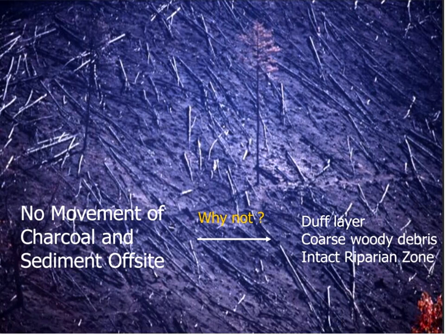Well, really for three factors. One is this was a high intensity fire, but not a high severity fire, so the duff layer was maintained. As you can see in the picture, there's a lot of coarse woody debris that could act to trap any charcoal or sediment that flowed off of the site in high intense rainfall events. And this was also a watershed that had an intact riparian zone that didn't burn, and anything that would have flowed in small areas through this burned area would have been trapped and stored in that riparian zone.